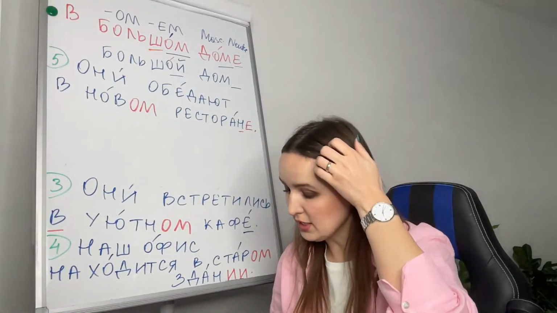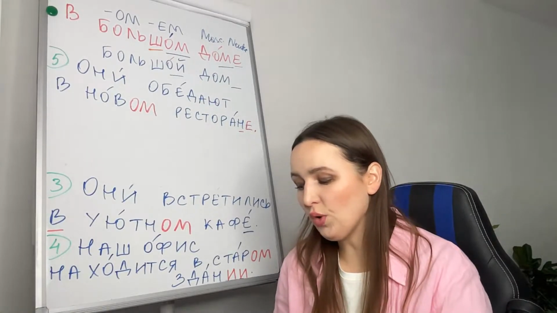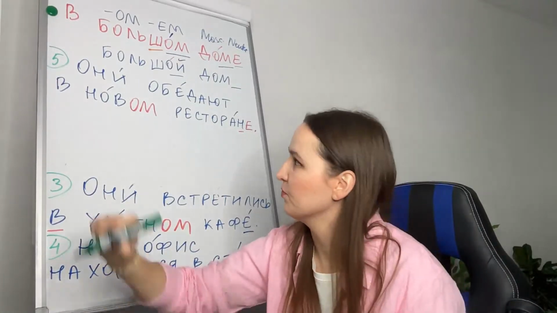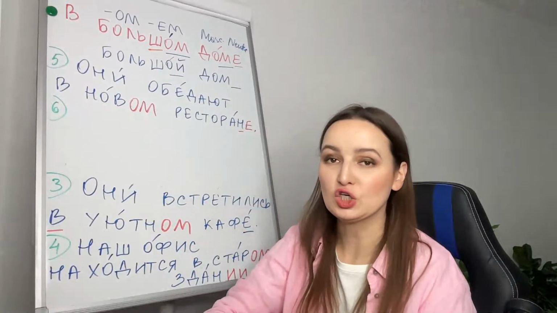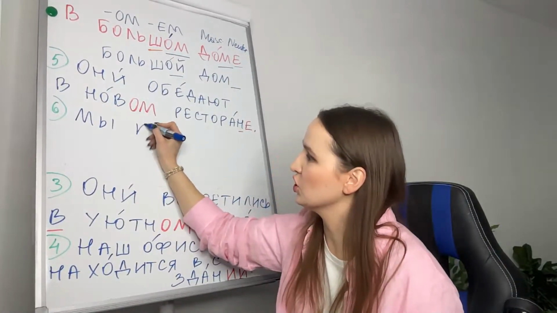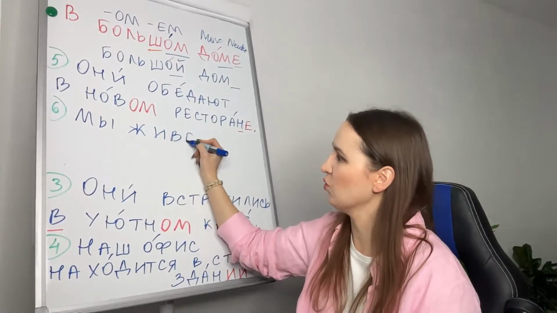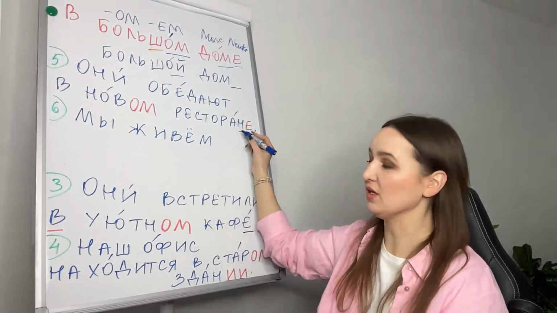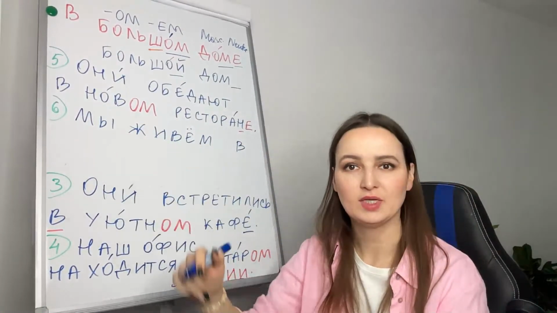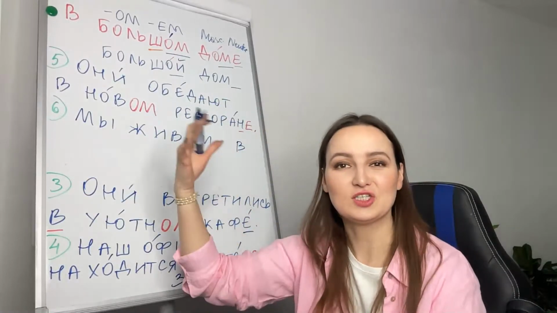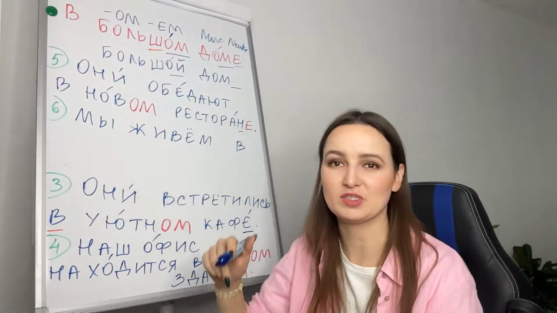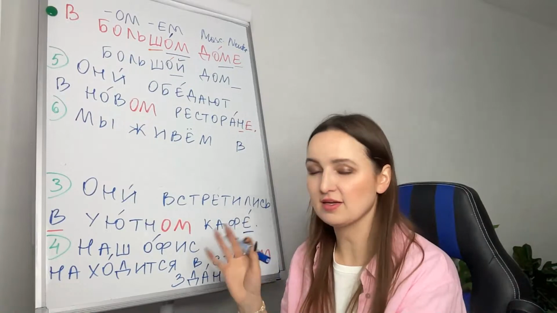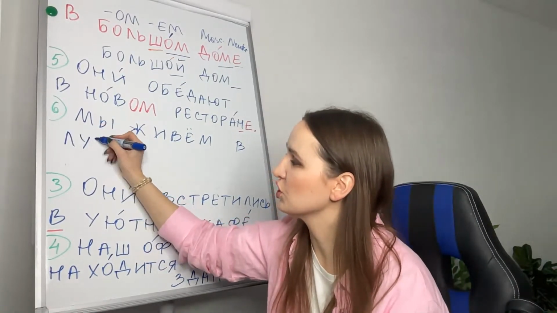Номер 6 is: we live in the best neighborhood. Мы живем. Мы живем, we live, мы живем. The stress is always on the е in this word, да? Мы живем, we live, we live where? So after where, after this question, the adjective and the noun will be in prepositional case. Мы живем in the best neighborhood. Лучший is best.